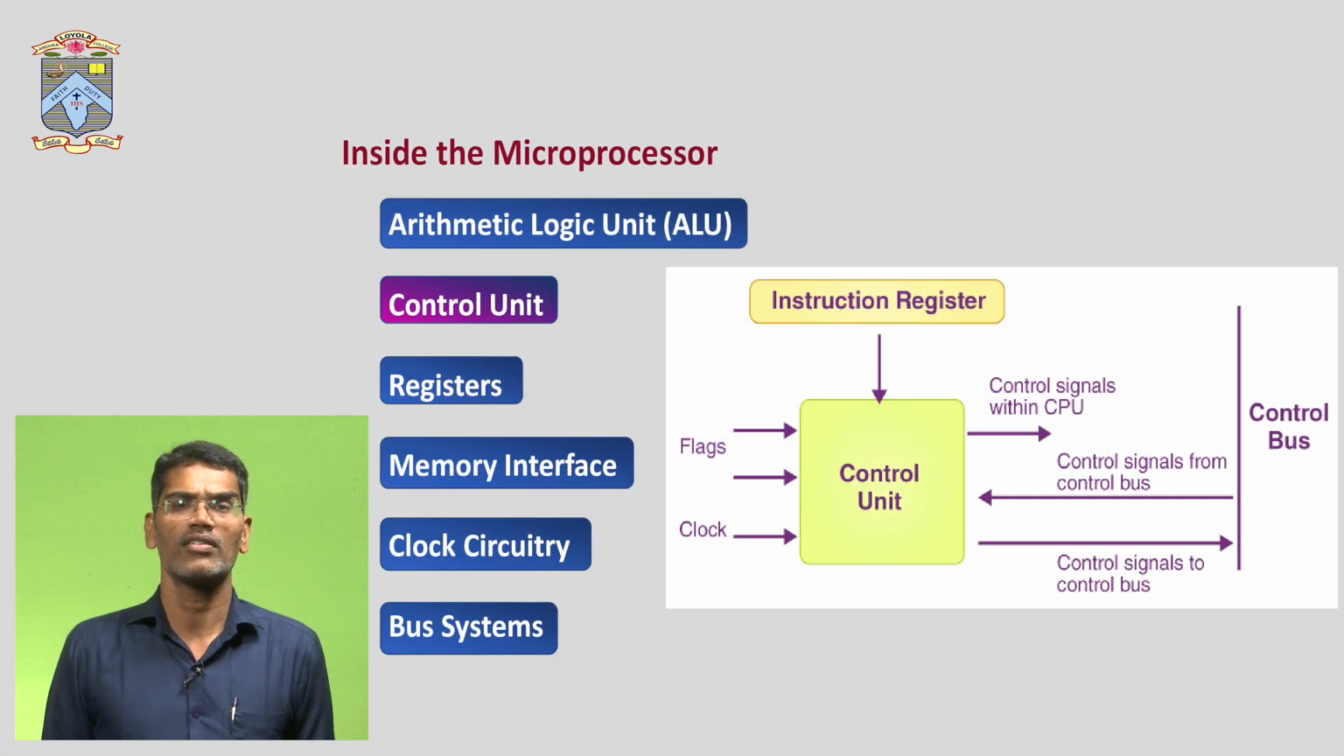Control unit. The control unit organizes all the components inside the microprocessor. It accepts the opcode from the memory location. Then that opcode is sent to the CPU by the program counter, then to the instruction register. After that, the instruction is decoded by the CPU, and the generated output is sent to the output ports or to the peripheral device. Simply, the control unit organizes all the components inside the microprocessor.